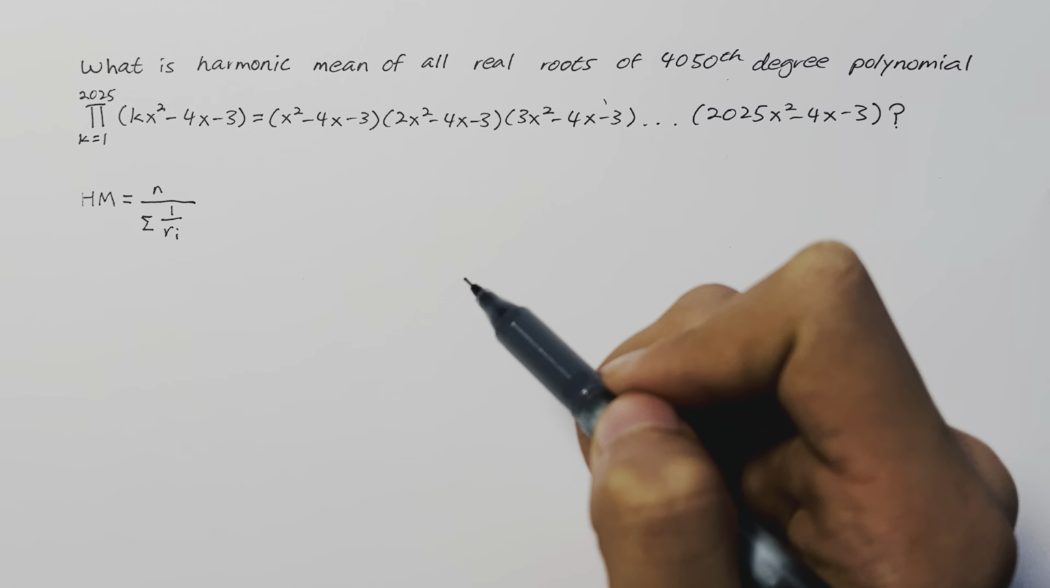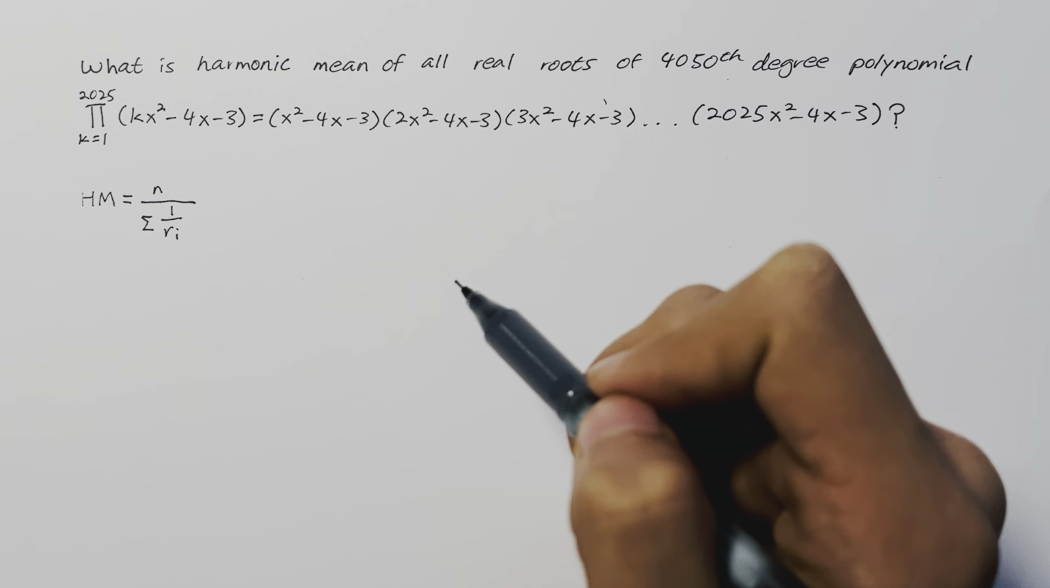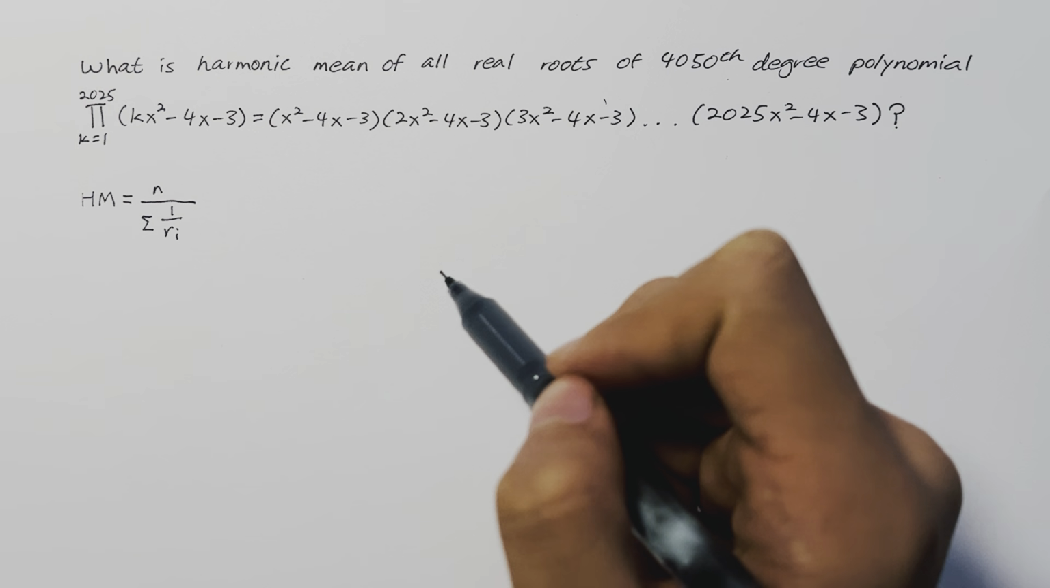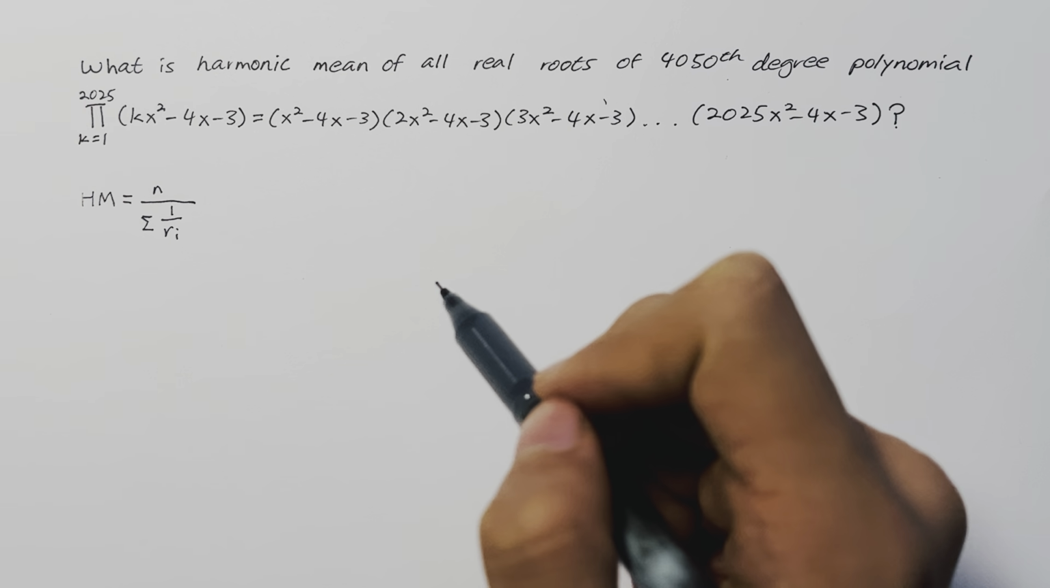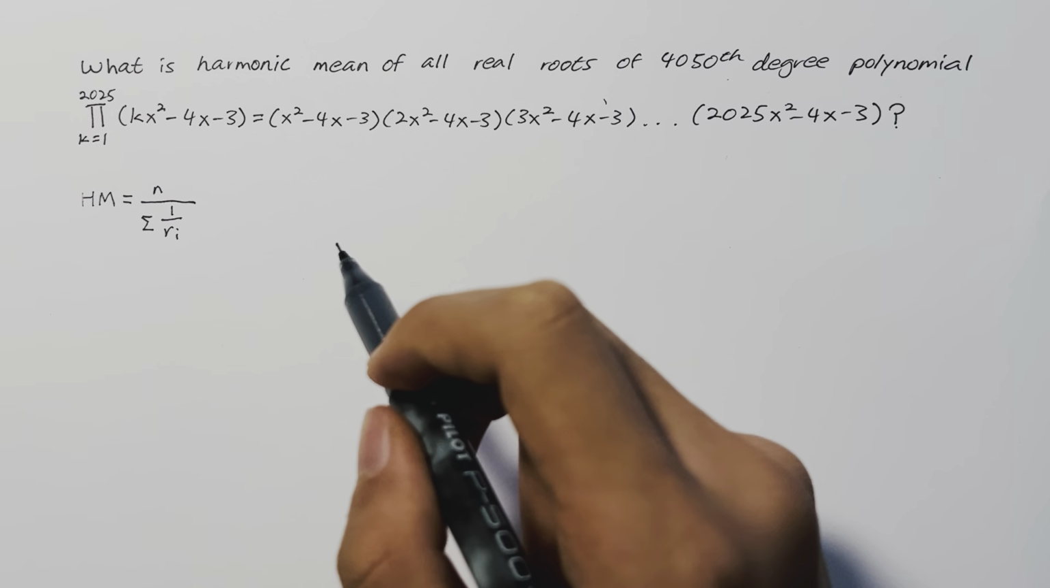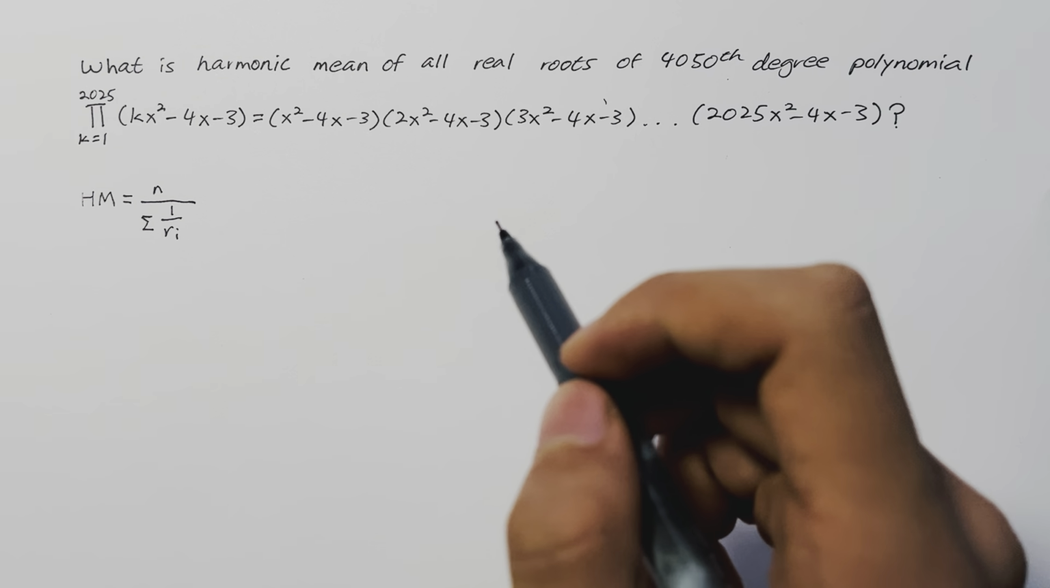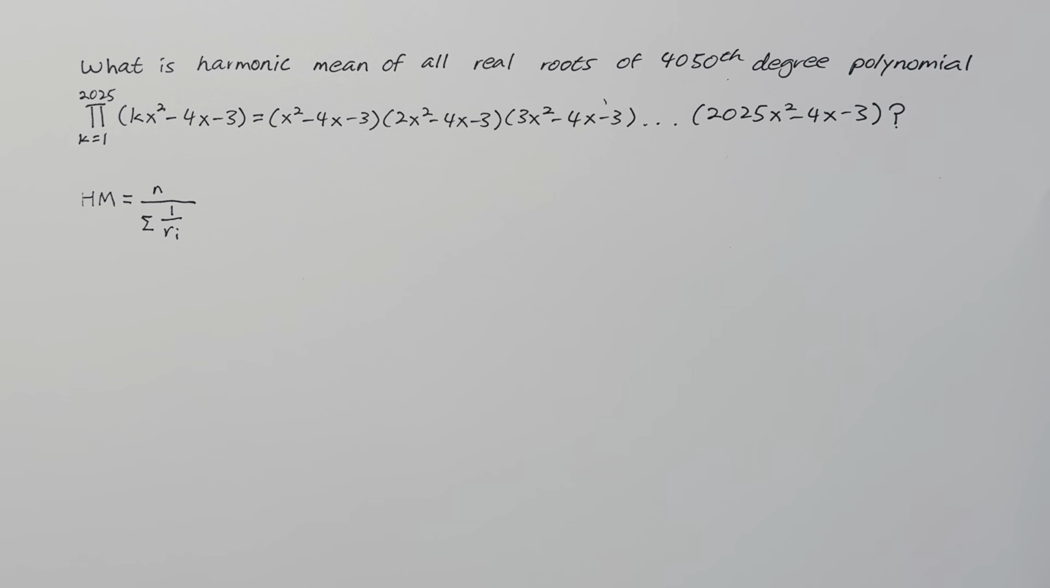So this formula reveals our two primary targets. n is the total number of the real roots, and the summation of 1 divided by Ri is the sum of the reciprocals of all real roots. So the problem is now reduced to finding these two values.